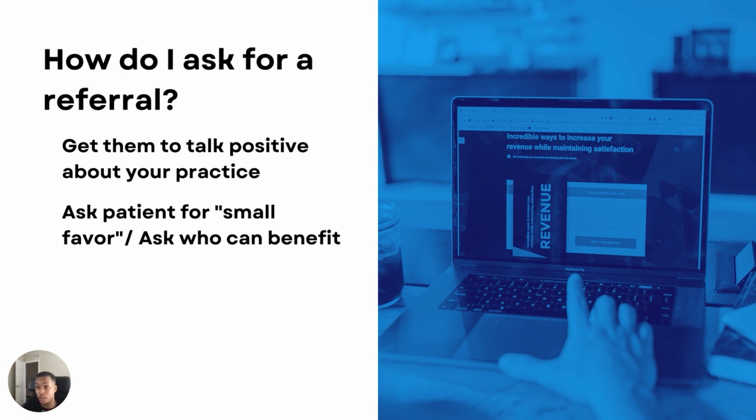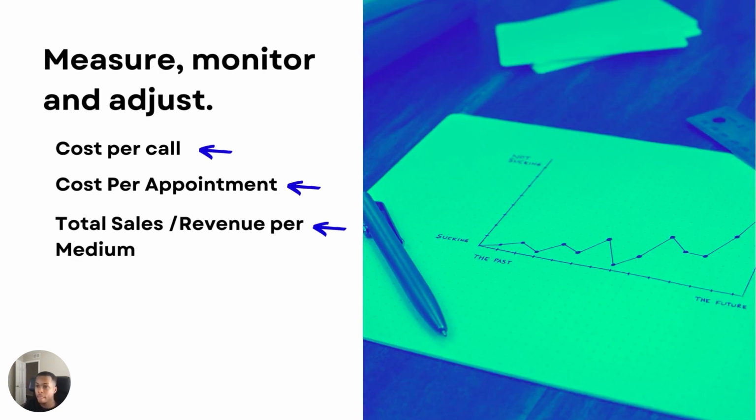Then there's no reason why they wouldn't talk nicely about you to their friends, family, or whatever. So there are 3 things that you really should make sure that you're measuring when you're doing your marketing. Make sure you're measuring how much it costs per call, per appointment, and your total sales.